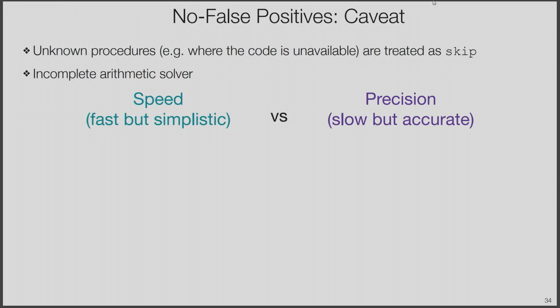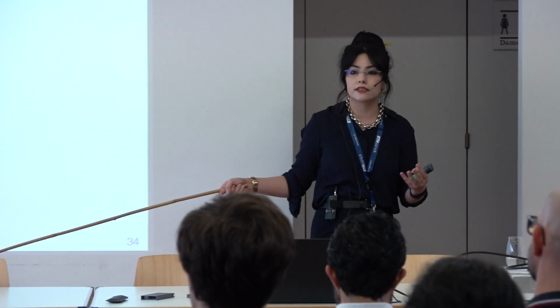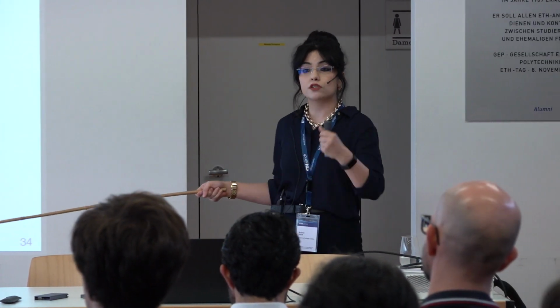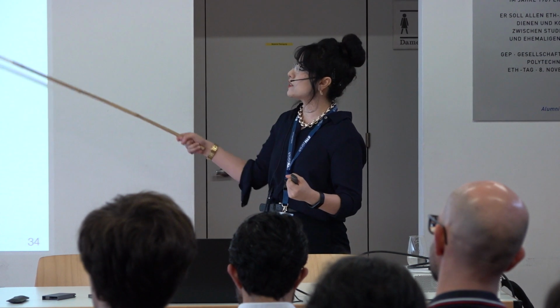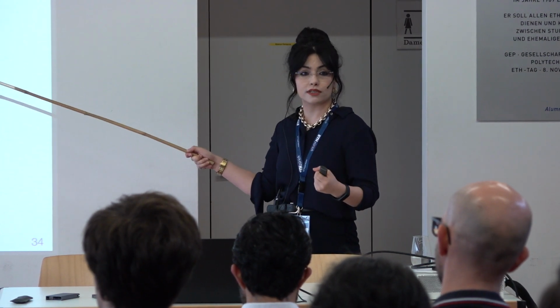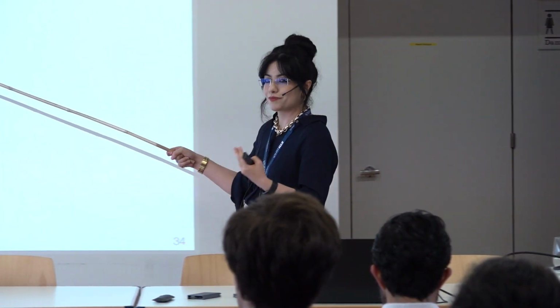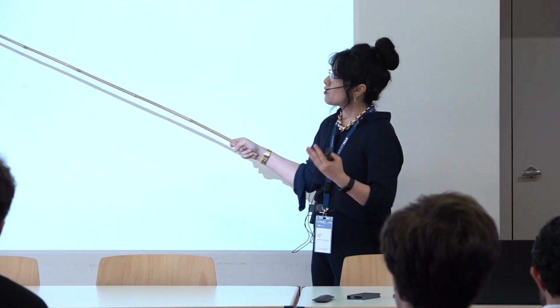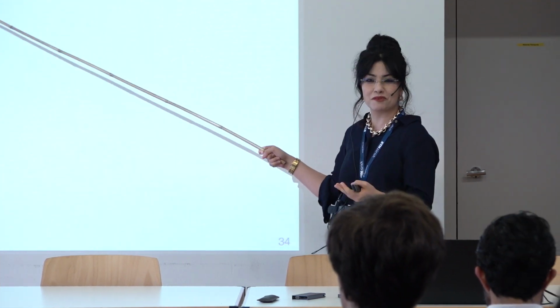The second source of false positives is a very practical one. It's because of the arithmetic solver that we're using. And this problem is kind of orthogonal to the under-approximate or over-approximate world. It's got nothing to do with that. Because as you know, when it comes to solvers in general, we have two conflicting desiderata, right? We want it to be speedy and fast, but we also want it to be accurate. And we can't have both of these at the same time. We can have fast but kind of simplistic solvers or slow but accurate ones. So we had to decide which one of these we want.